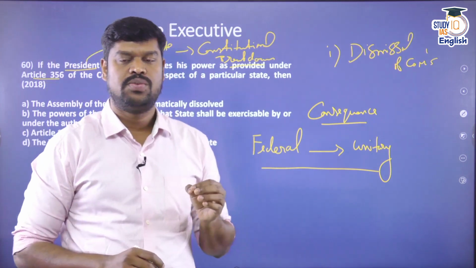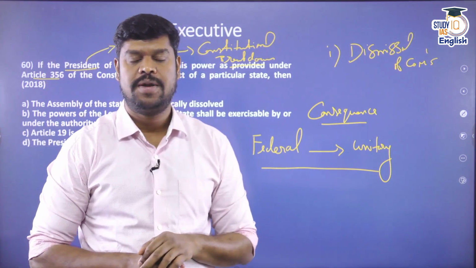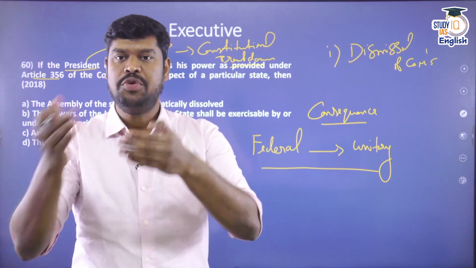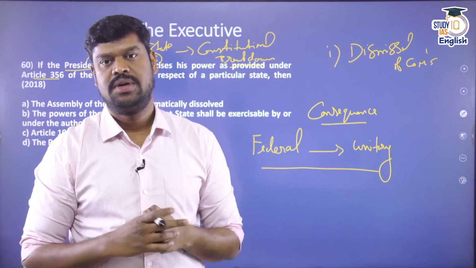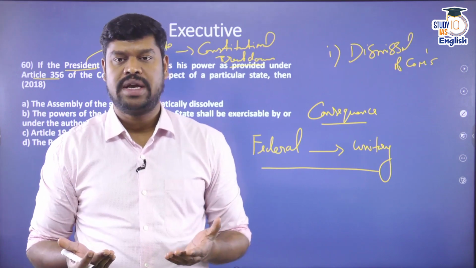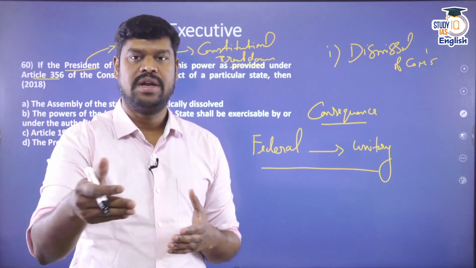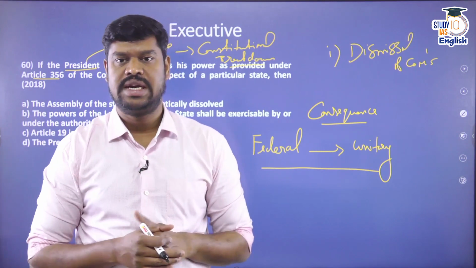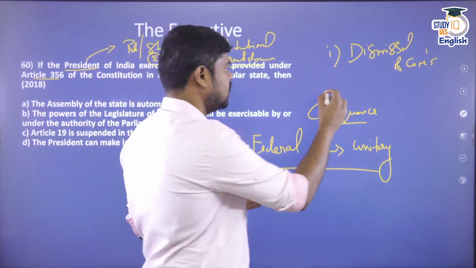Second consequence: whenever President's rule is imposed in a particular state, the Parliament will take up the power to make laws instead of the state legislature. So if the Parliament is going to take up the powers of making laws for that particular state, what is the relevance of the concerned state legislature? So the state legislature can be dissolved.